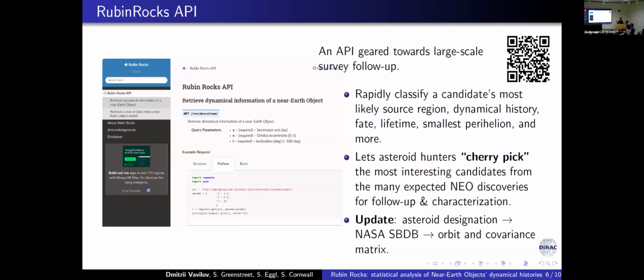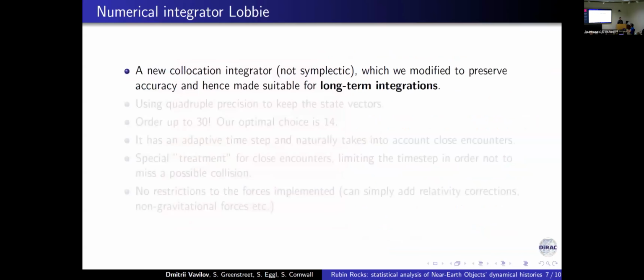And I did get an update 2 days ago that right now, with the API, you can send just the designation of the asteroid, and it's going to automatically query the NASA small body database, get the orbit and the covariance matrix of it, and compute all this information. Hopefully it's not going to break anything, because it's still querying another API. We'll see.